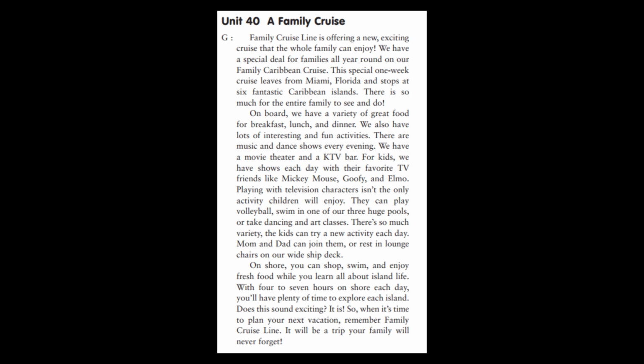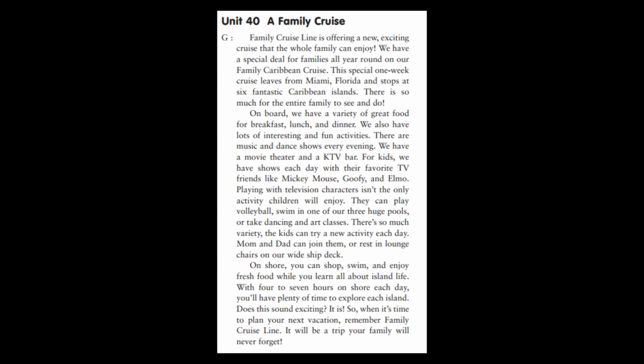On board, we have a variety of great food for breakfast, lunch, and dinner. We also have lots of interesting and fun activities. There are music and dance shows every evening. We have a movie theater and a KTV bar. For kids, we have shows each day with their favorite TV friends like Mickey Mouse, Goofy, and Elmo.